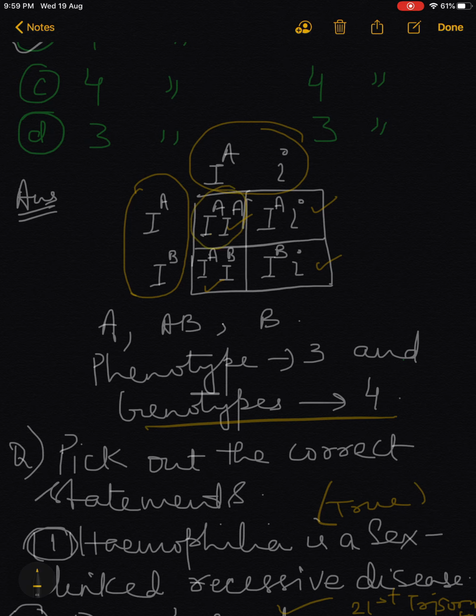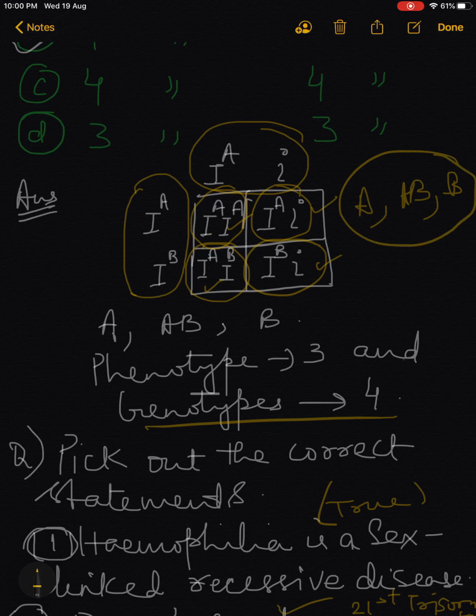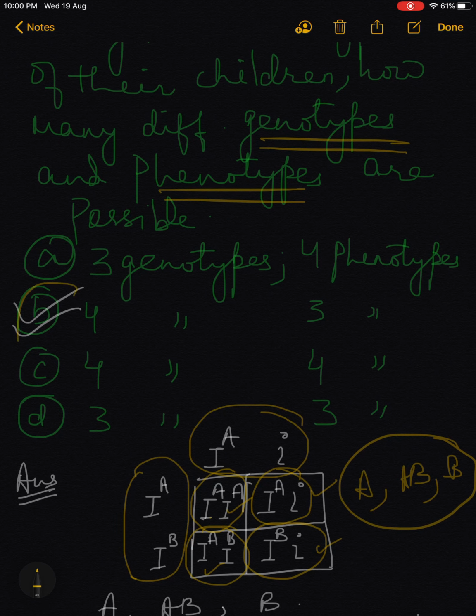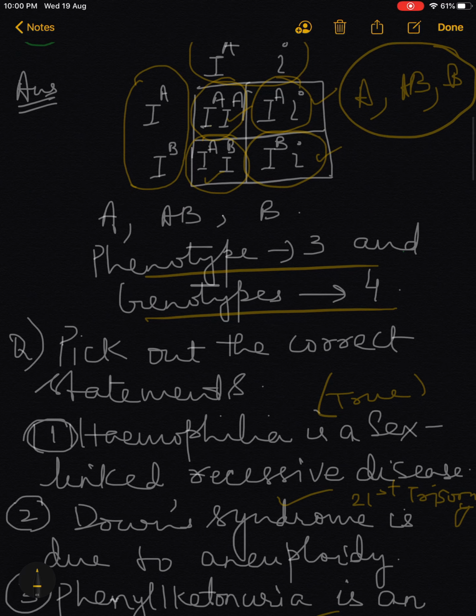This one will give blood group A. This also blood group A. The third one AB, and this one B. So the phenotypes are 3, but the genotypes are 4. So the option is B. Okay. Next question, children.